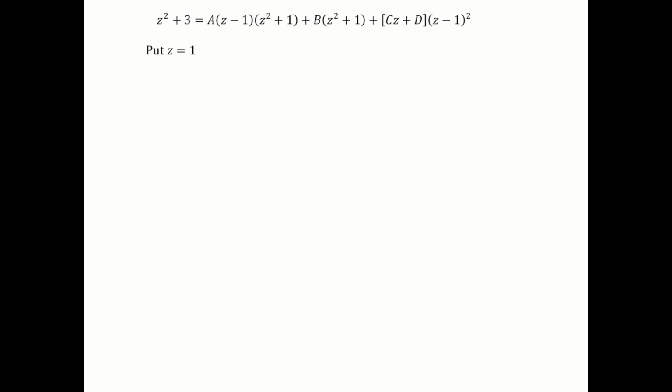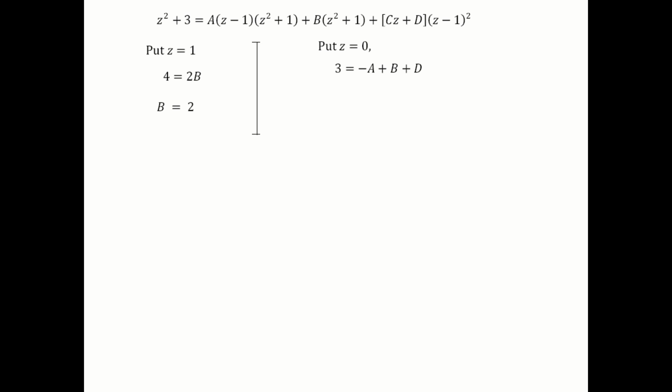Now put z equal to 0. So left hand side 0 plus 3, 3, is equal to A into (0 minus 1), plus B into (0 minus 1) square, plus C into 0, plus D. So minus A plus B plus D equal to 3. This implies minus A plus D is equal to, taking B to the other side, 3 minus B. Substituting the value of B equal to 2, we get minus A plus D equal to 3 minus 2, which is equal to 1. So minus A plus D equal to 1, third equation.